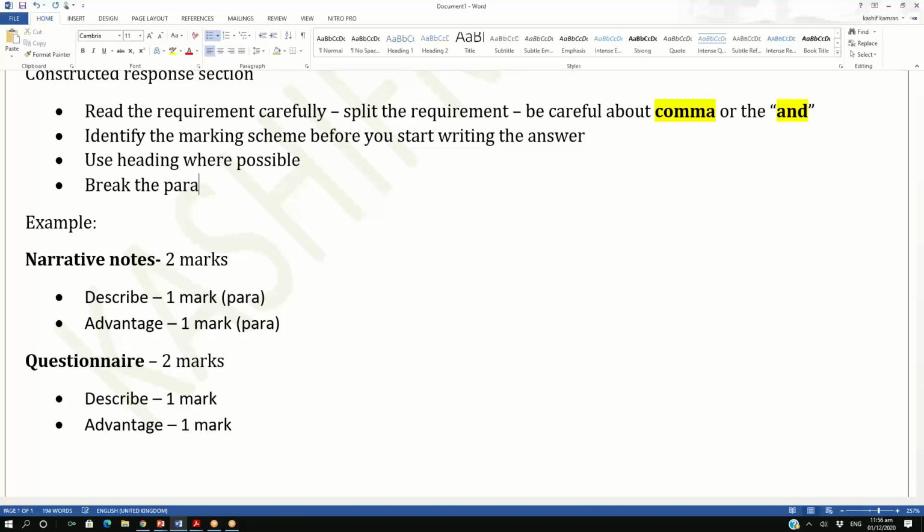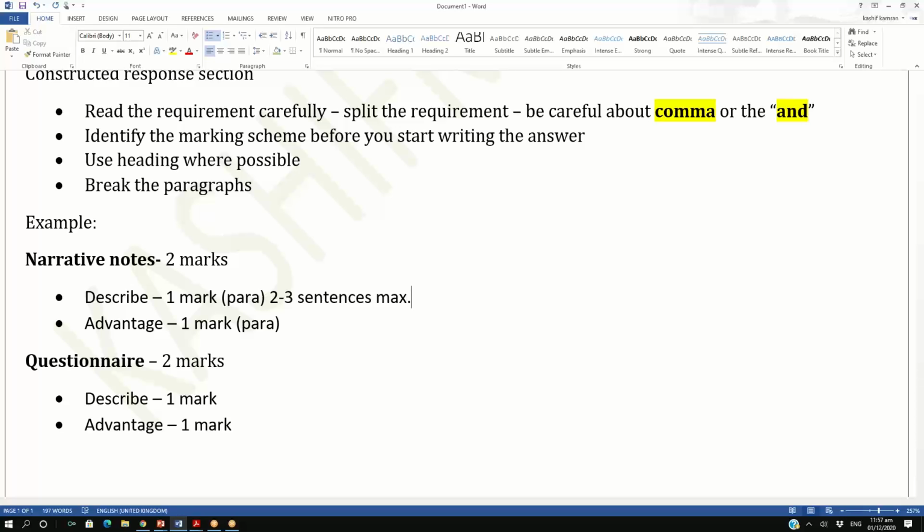Break the paragraphs. A lot of times students write very lengthy paragraphs. Now, when you describe, the describe could just be like 2 to 3 sentences max. I'm not saying 2 to 3 lines. I'm saying 2 to 3 sentences. A sentence means where you put a full stop, right? So 2 to 3 sentences max, you put describe.